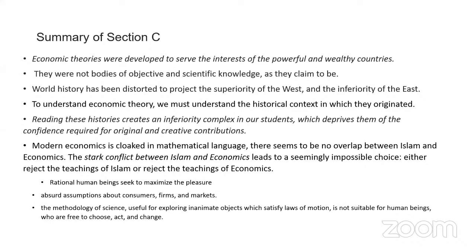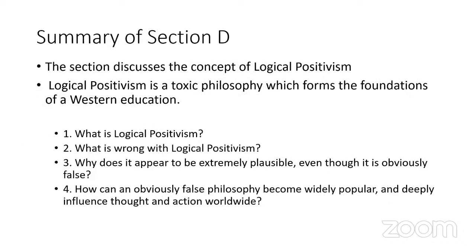In the previous section, section C, we discussed that all the economic theories were developed to serve the interest of powerful and wealthy countries. These are based on distorted history, which was just to project the superiority of the West and the inferiority of the East. Reading these histories creates an inferiority complex in our students. Moreover, these modern economic theories are cloaked in mathematical language, and they contain stark conflict with Islam and economics. This all has led to the concept of logical positivism, which is discussed in detail in section D.